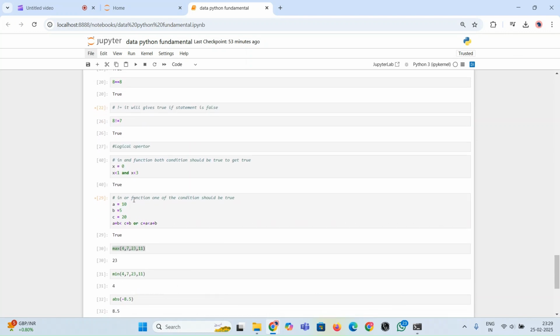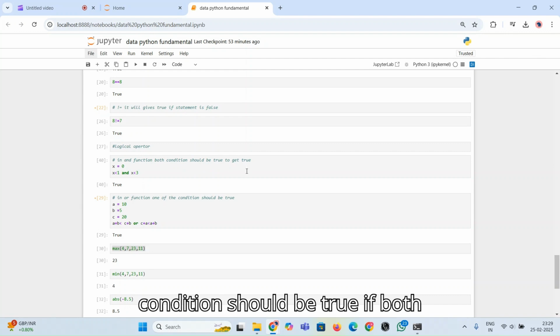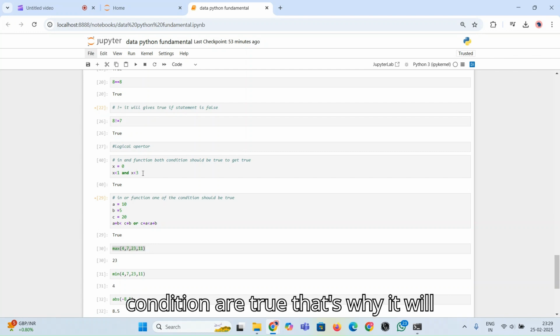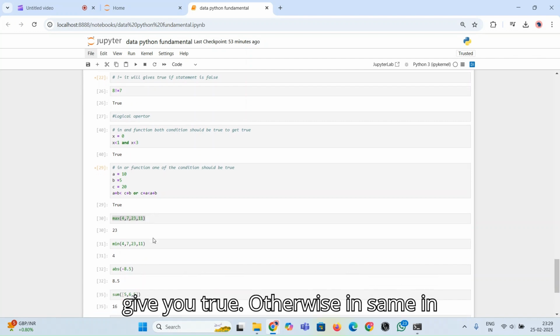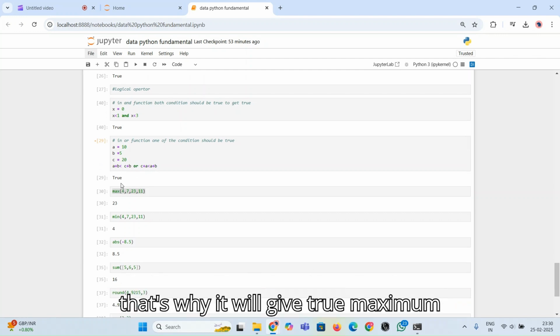Logical operator, x power 0. And in this function, the and function, both conditions should be true. If both conditions, x smaller than 1 and x smaller than 3, are true, that's why it will give you true. Otherwise, in the or condition, if one of the conditions is true, that's why it will give true.